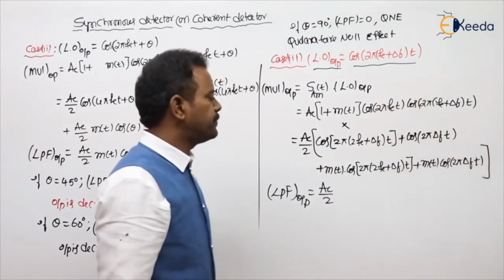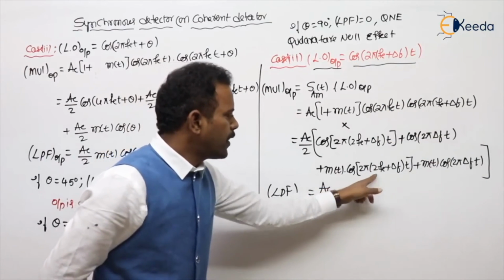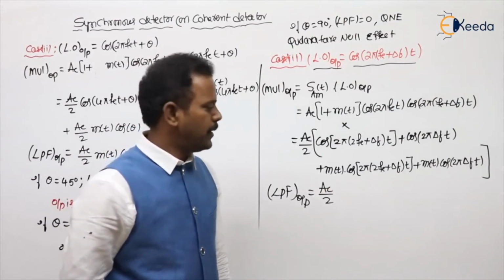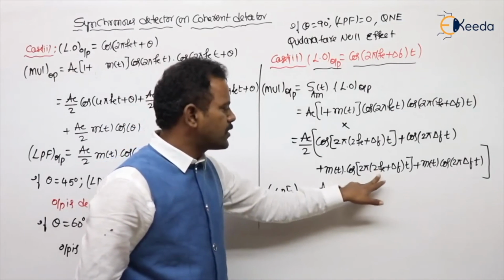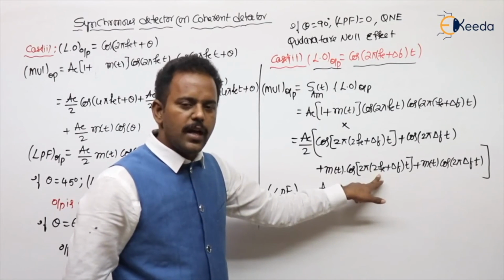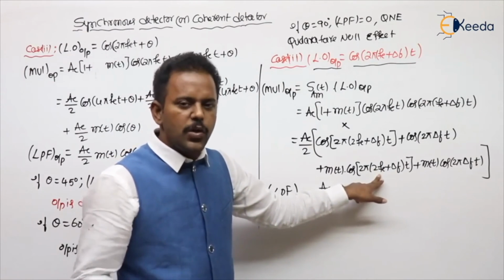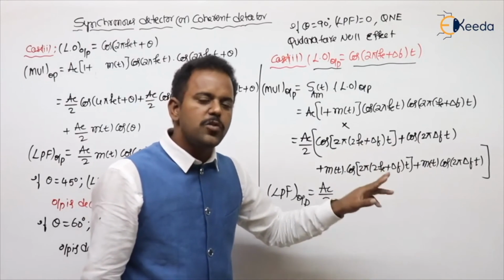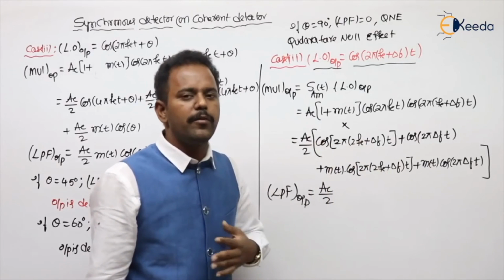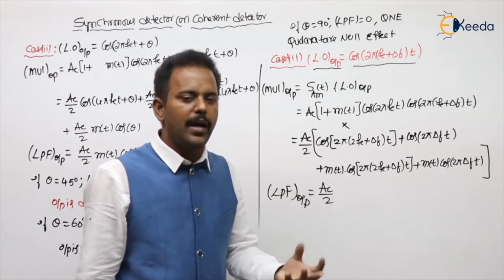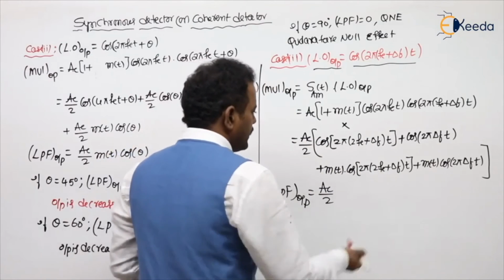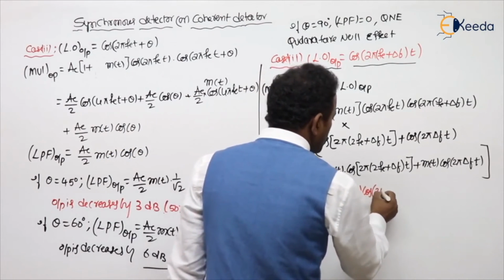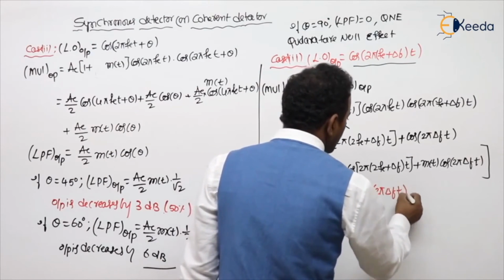Don't bother about it. Next, m of t multiplying with the 2fc term, are you following or not? It means the m of t frequencies are shifting to 2fc as well as minus 2fc, meaning 2fc minus omega m to 2fc plus omega m. 2fc minus omega m is also very large when compared with the low pass filter cutoff frequency omega m. So that is also blocked. The last term that is passing is m of t into cos 2 pi into delta f t.